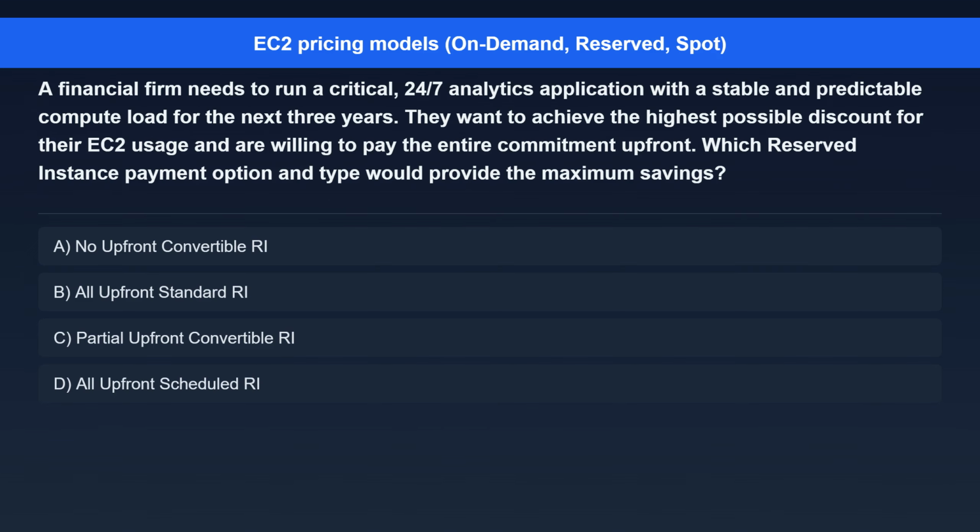Question 5. A financial firm needs to run a critical, 24/7 analytics application with a stable and predictable compute load for the next 3 years. They want to achieve the highest possible discount for their EC2 usage and are willing to pay the entire commitment up front. Which reserved instance payment option and type would provide the maximum savings? Option A. No upfront convertible RI. Option B. All upfront standard RI. Option C. Partial upfront convertible RI. Option D. All upfront scheduled RI.